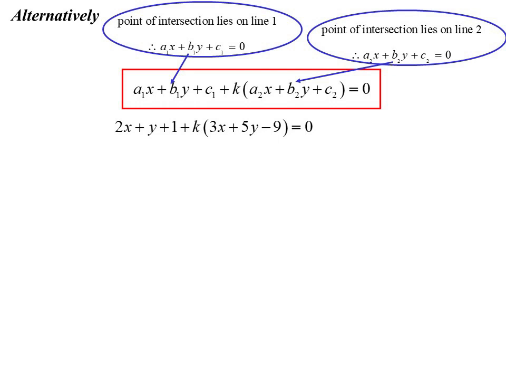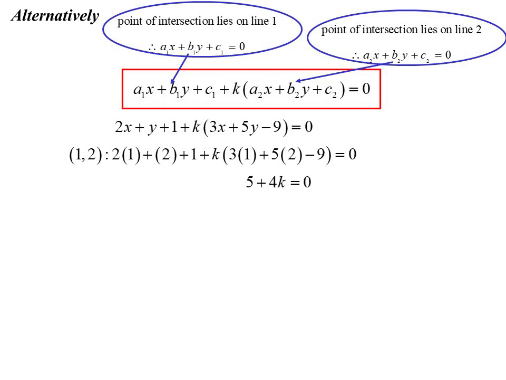So I've multiplied the 3x plus 5y minus 9 by a constant number. That's the equation of my line. I just need to work out what k is. But I know that the point 1, 2 lies on that line. So when I substitute it in, I should get the answer 0. Bit of expanding algebra. We end up with 5 plus 4k is 0. k is minus 5 on 4. Right, I now have the equation of my line.